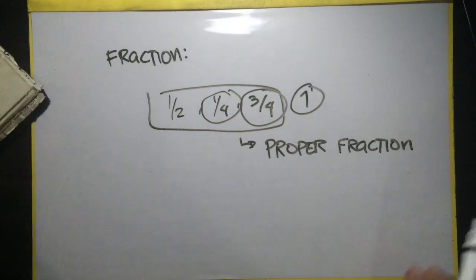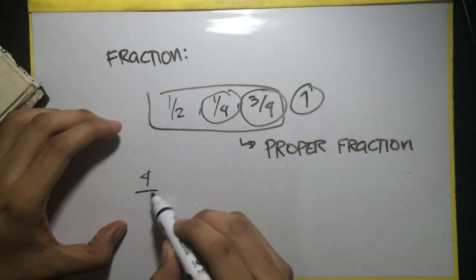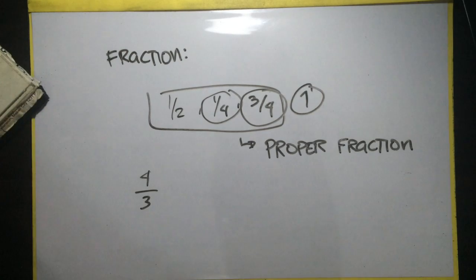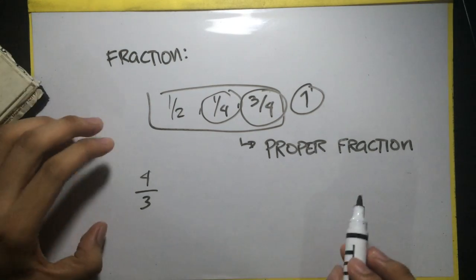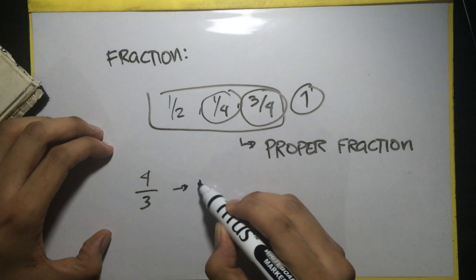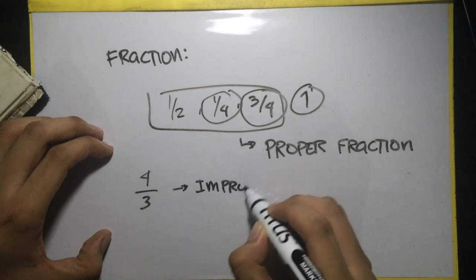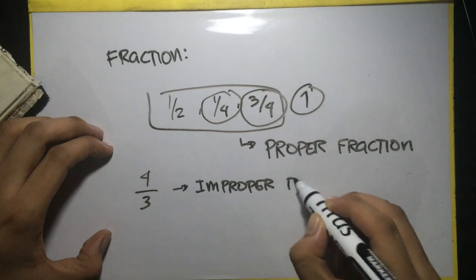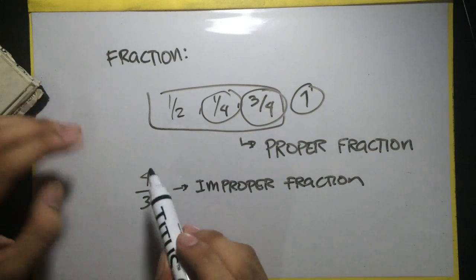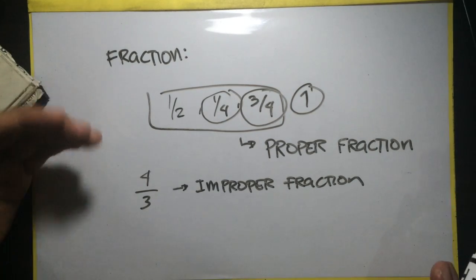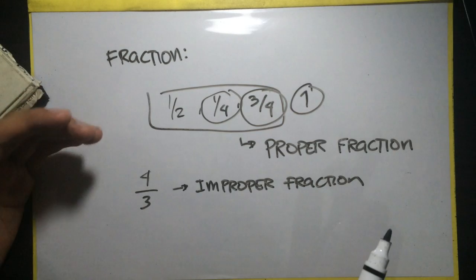Another example of a fraction is 4/3. Since it violates the rule of the numerator being less than the denominator, this is what we call an improper fraction. As you can see here, the numerator 4 is much greater than the denominator 3.